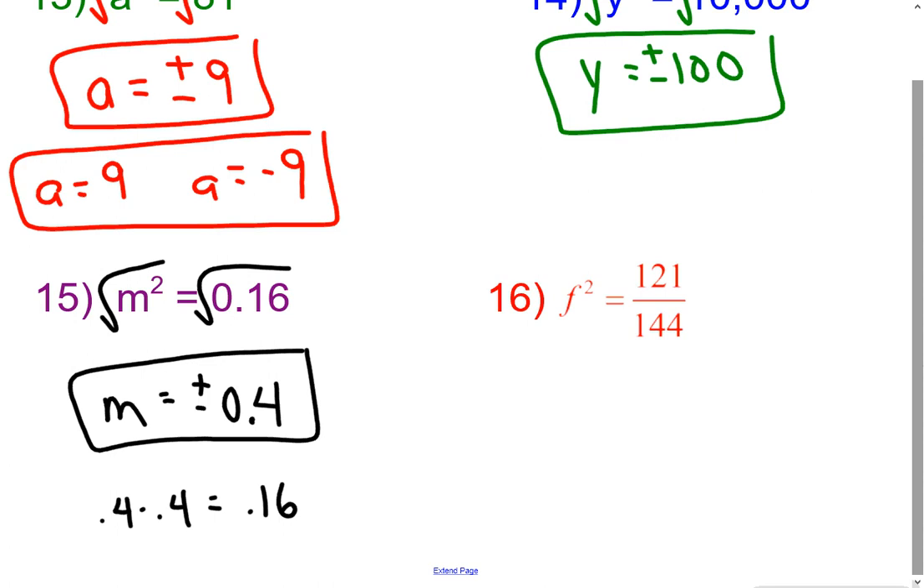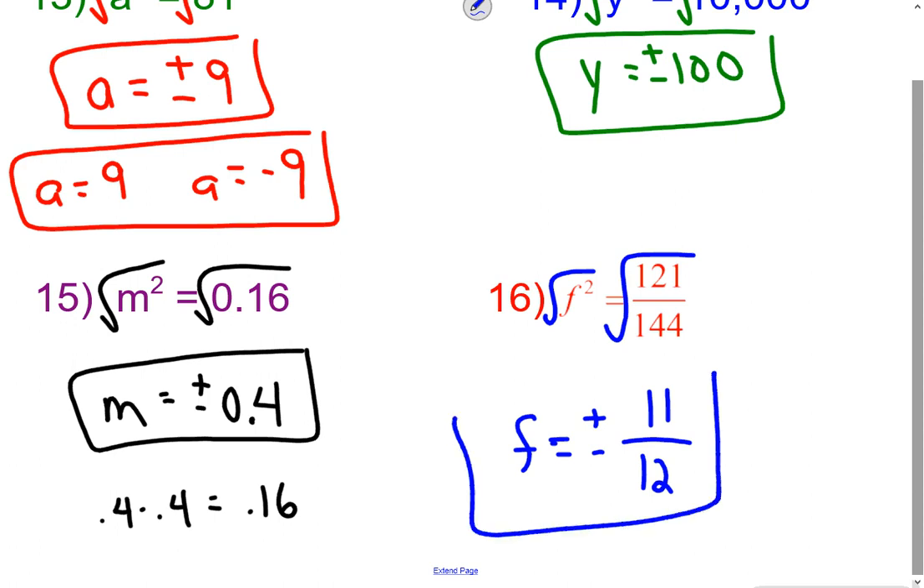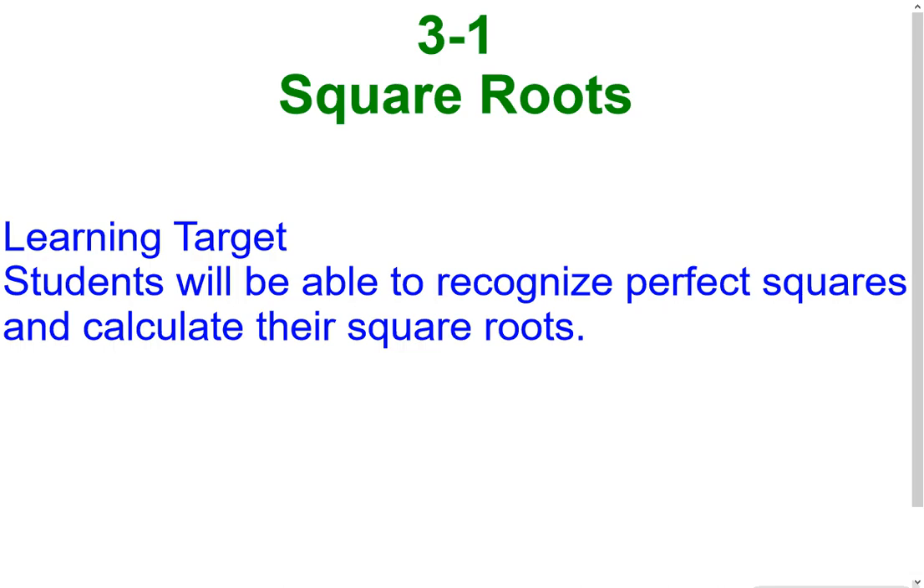And then last but not least here I have f squared equals 121 over 144. Well, again, I want to get the f all by itself, so I take the square root, and then I have to take the square root of the other side. So here I get f. Now remember, when you take the square root of a fraction, just take the square root of the numerator. Well, the square root of 121 is 11, and then take the square root of the denominator. The square root of 144 is 12, and since we're working in an equation, we're going to have both the positive answer and the negative answer. So we have two solutions there, positive 11/12 and negative 11/12. And that's going to conclude my lesson on square roots.